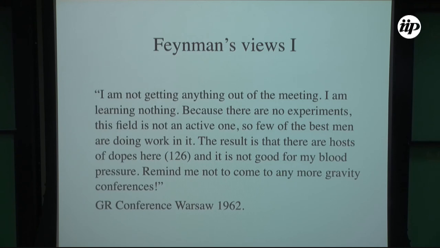And in some sense, Feynman was right. By the way, some historian of science called this period in the history of general relativity the low water mark of general relativity. And an experiment was needed. An experiment would settle all these discussions.